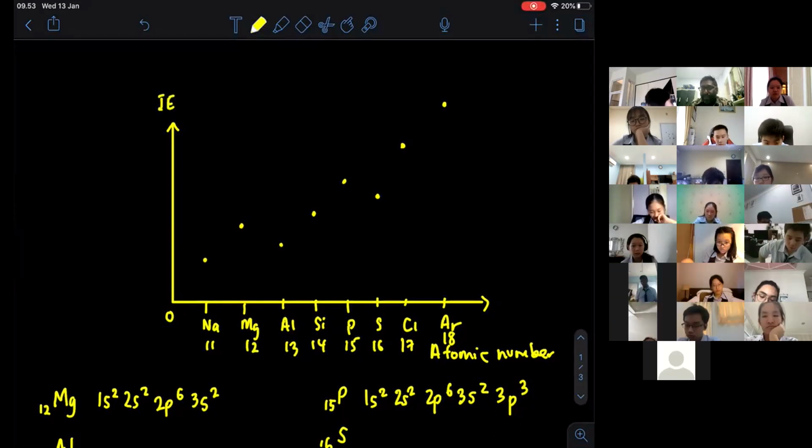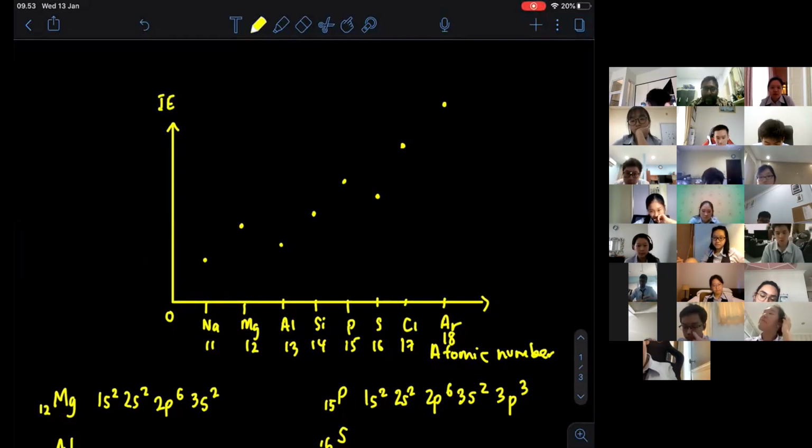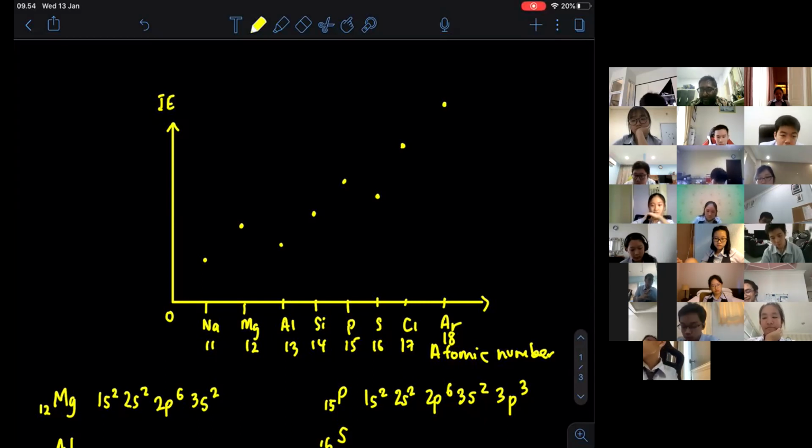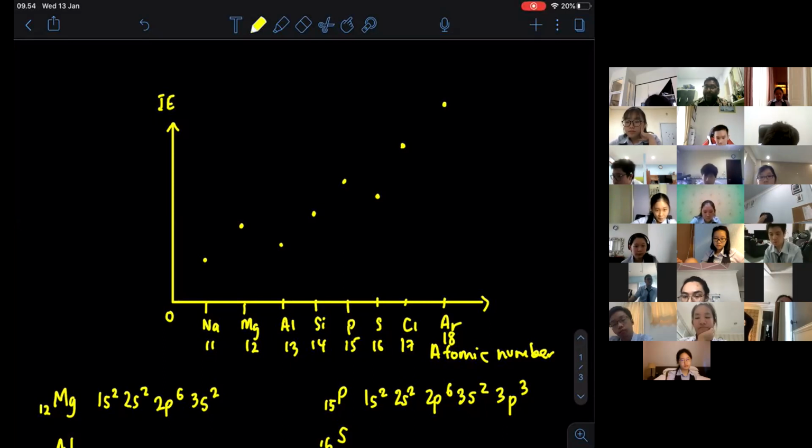If you ask me why the ionization energy is increasing, it's simple. When the atomic number increases, the number of protons is increasing, so the nuclear charge is more. With more protons, they hold the electrons closer to themselves, so it's difficult to remove an electron. So the ionization energy generally will increase.